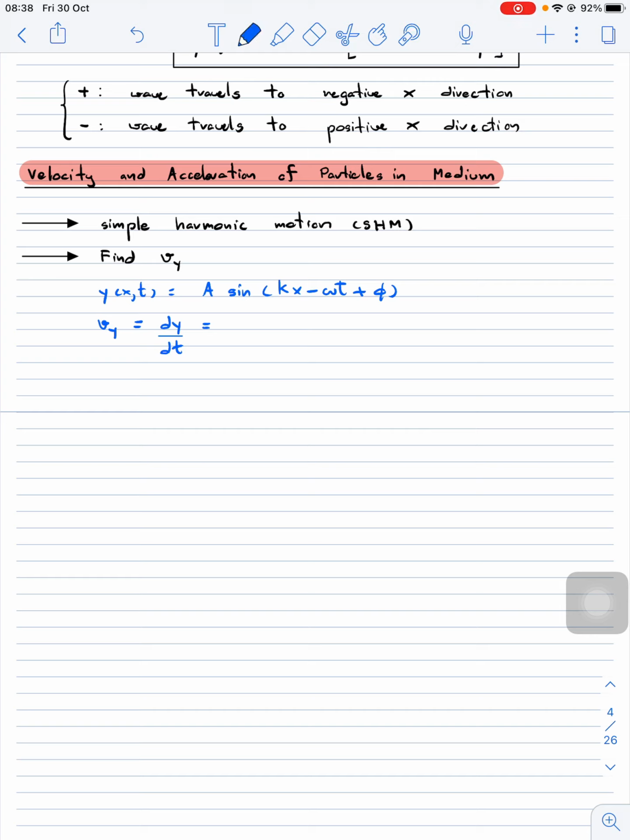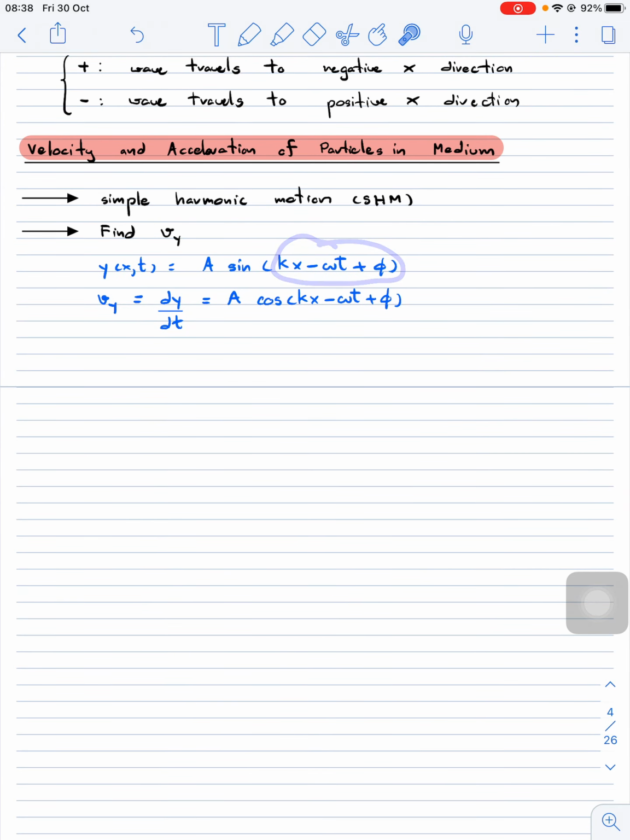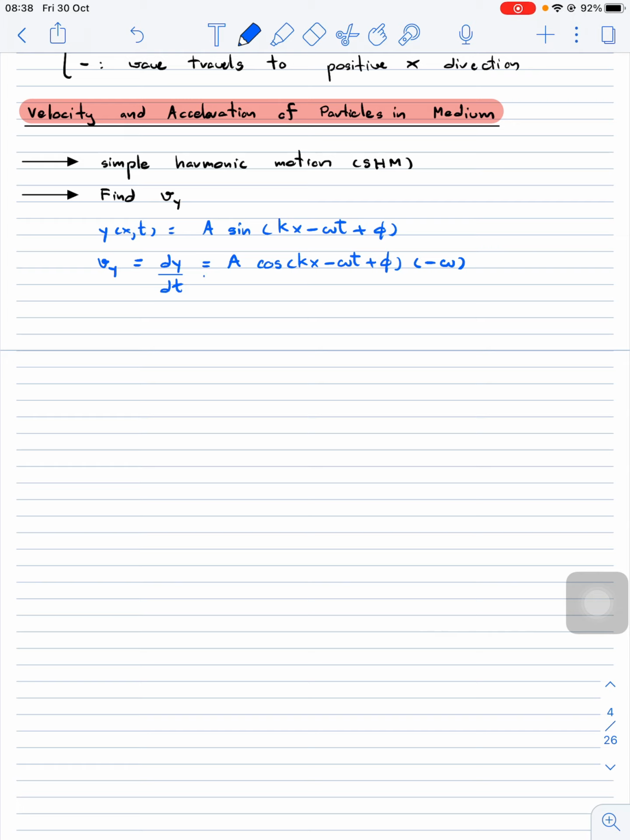So let's take the derivative here. The A is constant, so we can just bring it out. And then we need to take the derivative of the sine function. The derivative of the sine function is equal to the cosine of kx minus omega t plus phi. And then we need to find the derivative of the argument of the sine function. Right now we just take the derivative with respect to t, so we only consider this term, which is negative omega. So we have Vy equal to negative omega times A times the cosine of kx minus omega t plus phi. That's the Vy.